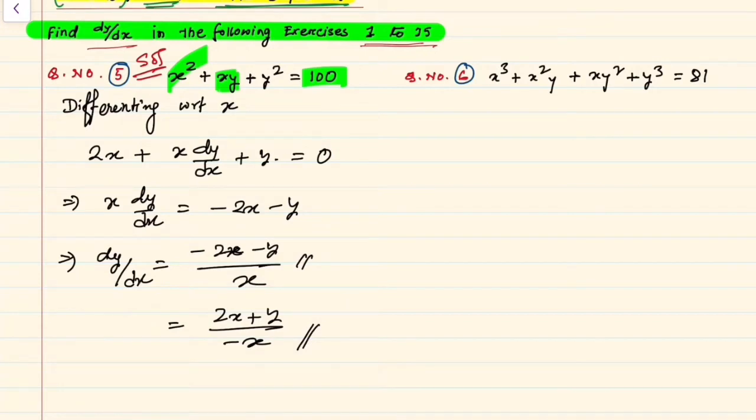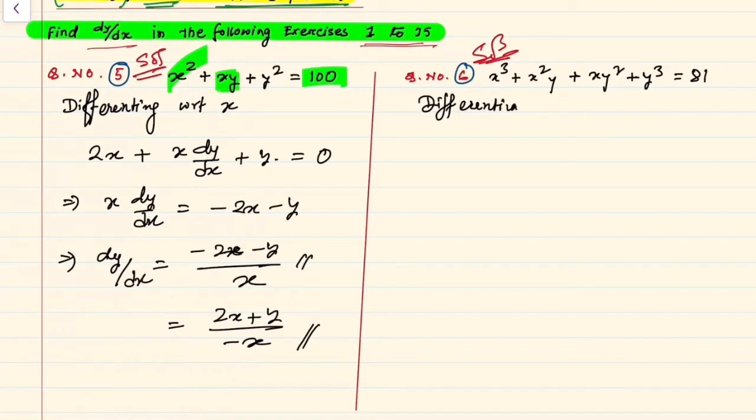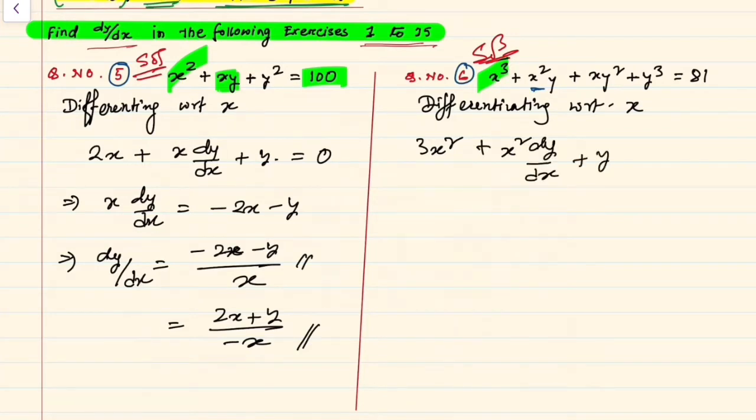Now let me show you how to solve question number 6. So let me write the solution here. Differentiating with respect to x, again the derivative of x cube is going to be thrice x square, and again here apply the product rule, u into v. So first we write x square, then the derivative of y, dy by dx, then plus y times the derivative of x square, which is nothing but twice x.